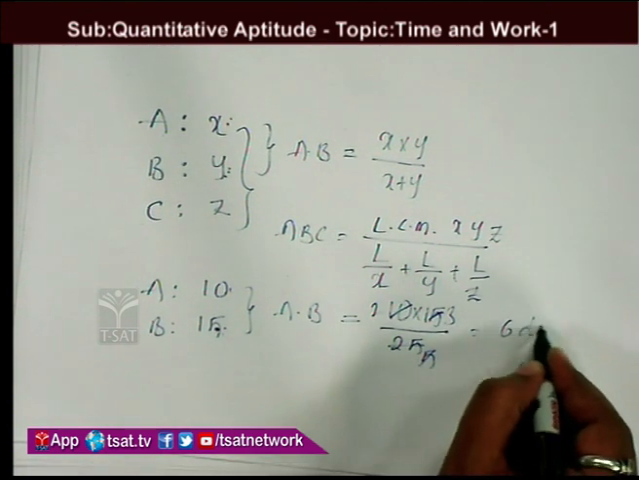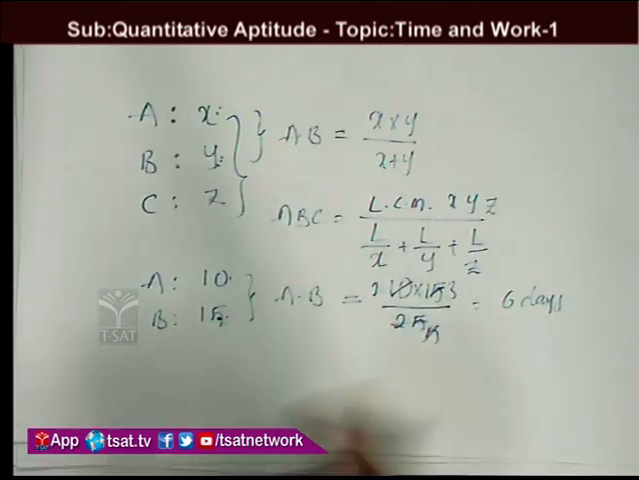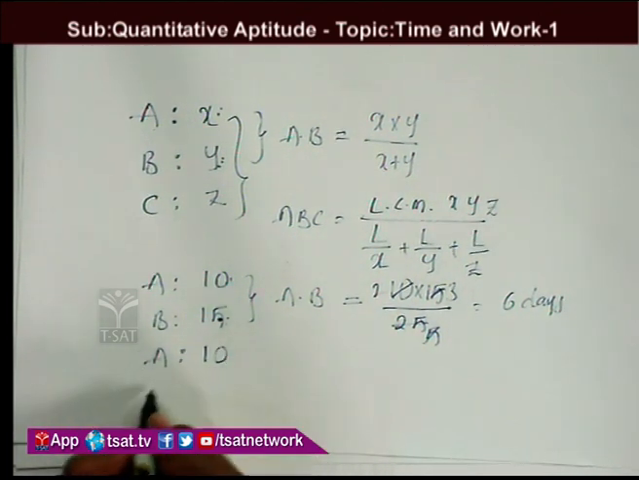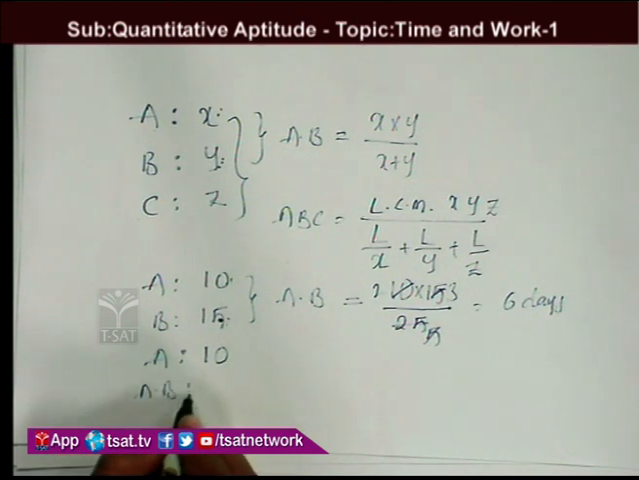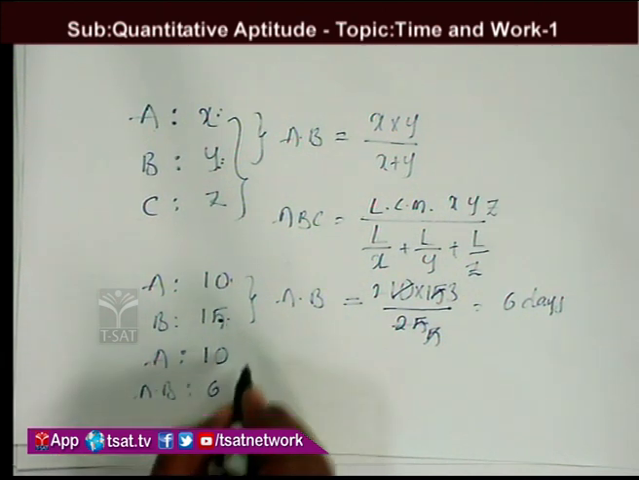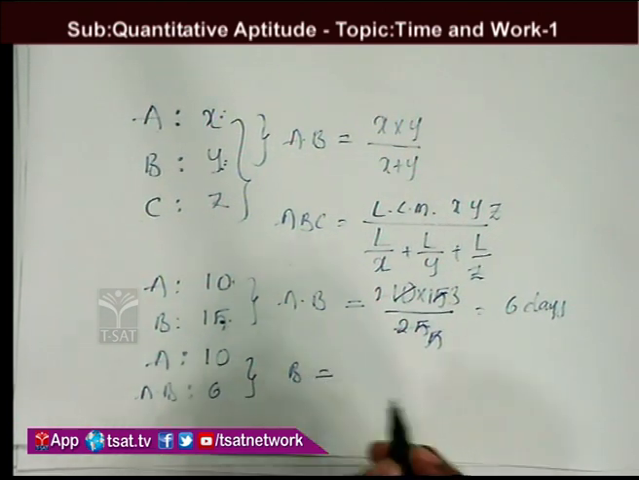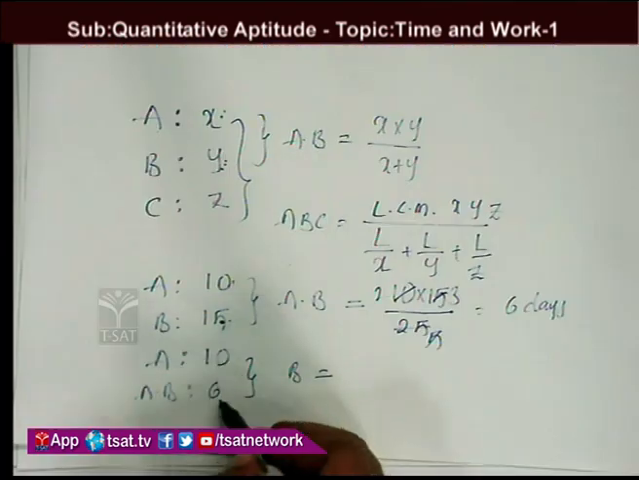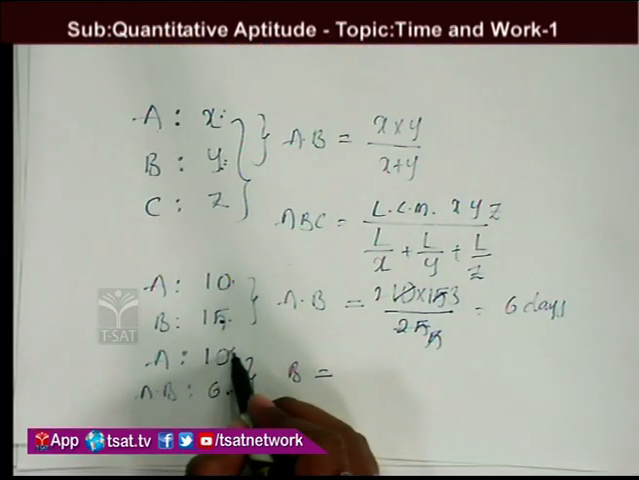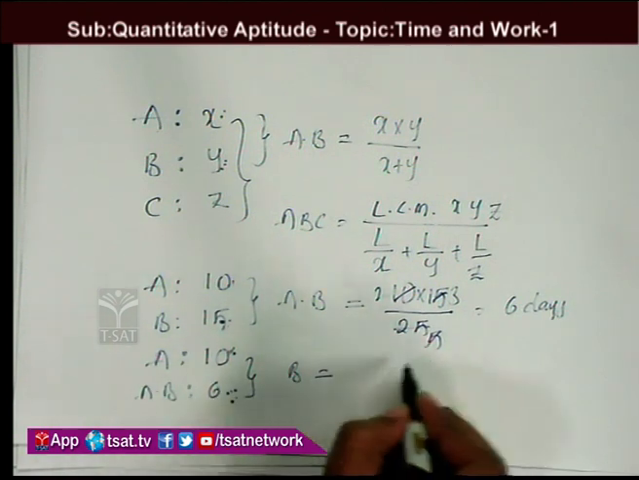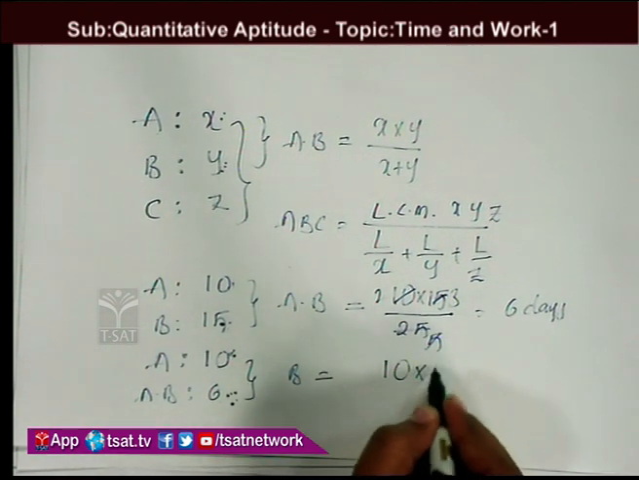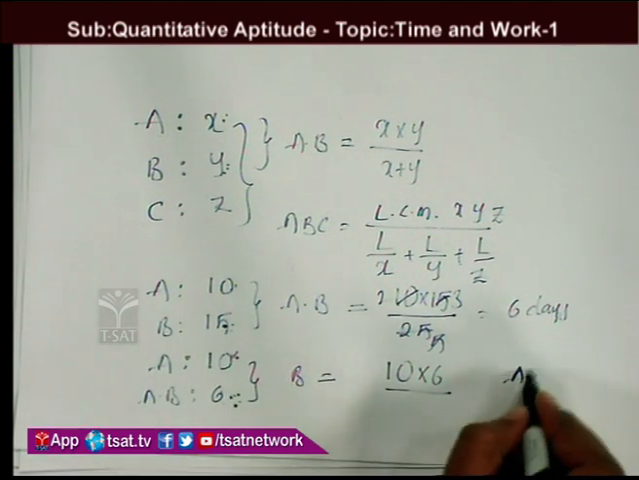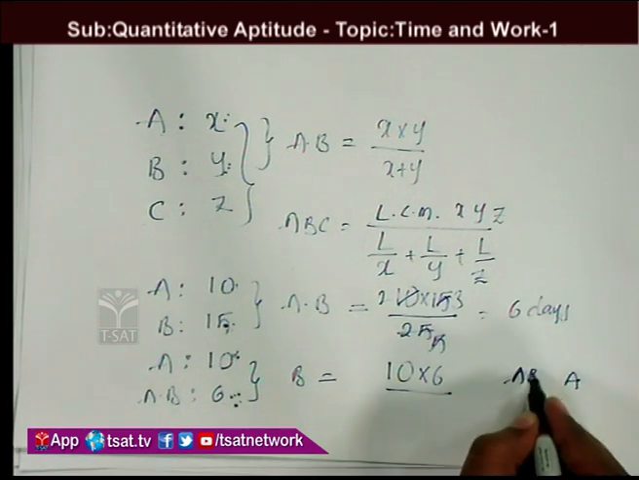Now AB can complete the work in 6 days. If the question is that A can complete the work in 10 days, and with the help of B, AB working together finish in 6 days, in how many days can B alone complete the work? Again the question is the same. We have the A value and the AB value. When we have two values, we take multiplication in the numerator. In the AB we have A, and we need only B.